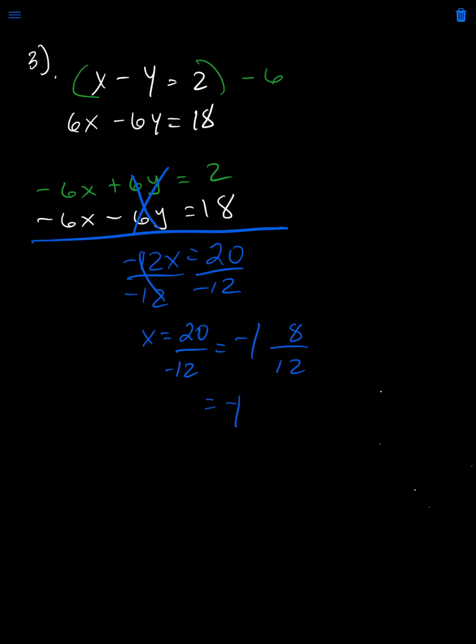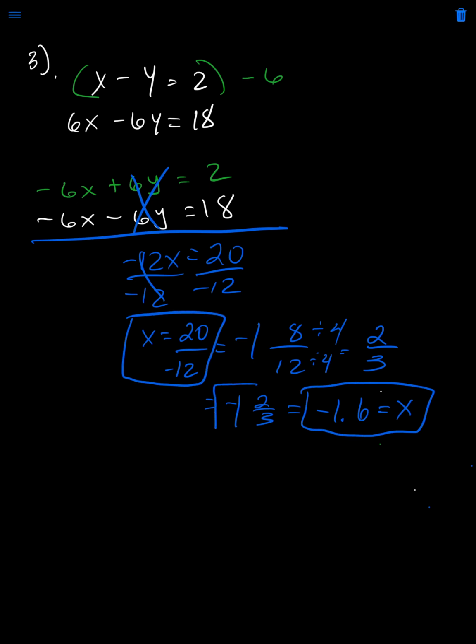So it's 20 over negative 12. That goes in one time, with a remainder of 8. So the answer is going to be negative 1. And of course, you can simplify both of these by 4. So it becomes 2/3. So it's negative 1 and 2/3, which is about negative 1.6 for x. Okay, so now, since x equals about negative 1 and 2/3, which is the same as negative 20 over 12, I can use this solution for x.